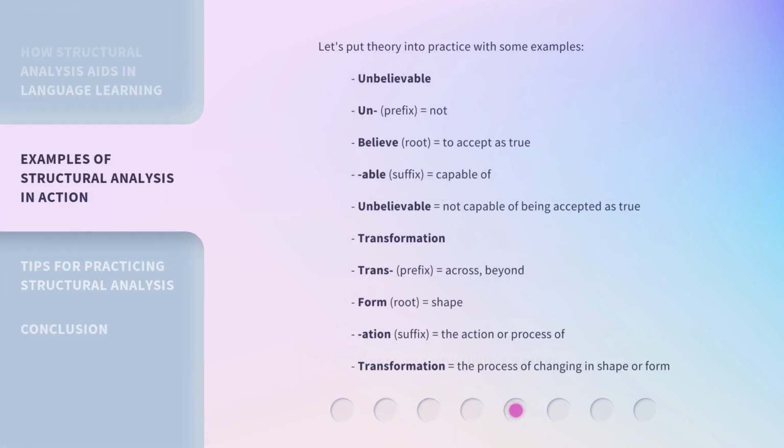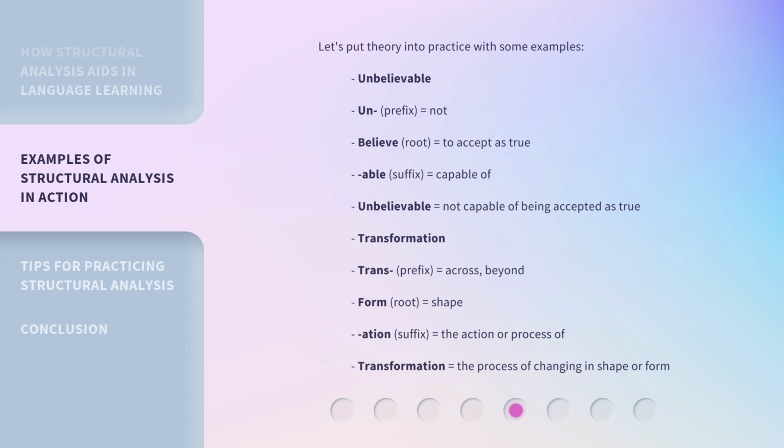Let's put theory into practice with some examples. Unbelievable. Prefix, un, equals not. Believe, root, equals to accept as true. Able, suffix, equals capable of. Unbelievable equals not capable of being accepted as true.